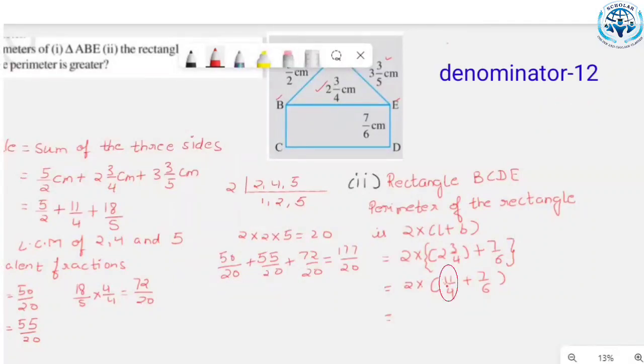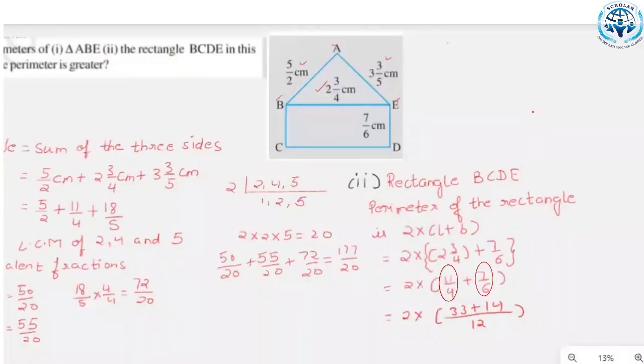The LCM of 6 and 4 is 12. So we will convert both these with denominator 12 and we will get 33 plus 14 upon 12. We will add, 47 by 12. 2 6s are 12. 47 by 6.